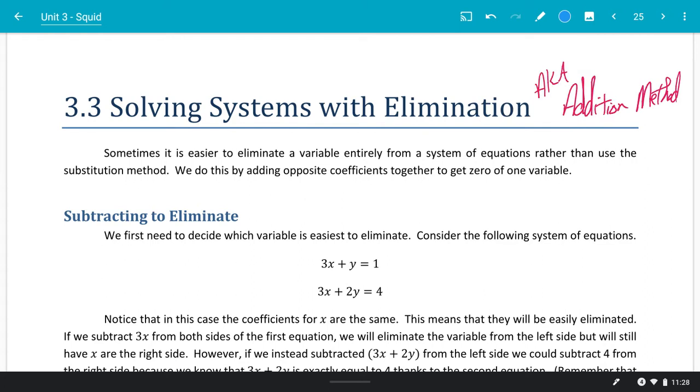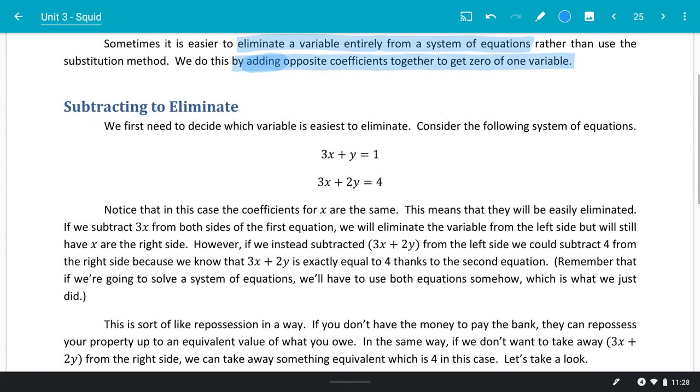Sometimes it's easier to eliminate a variable entirely from a system rather than to use substitution. We do this by adding opposite coefficients together to get a zero of one variable. That's why we sometimes call it the addition method. Subtracting to eliminate. First, we need to decide which variable is easiest to eliminate. You can see right there that those variables are the same. So we consider the following system. Notice that in this case, the coefficients for x are the same. This means that they will be easily eliminated.